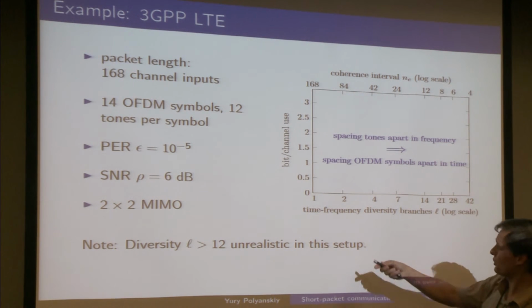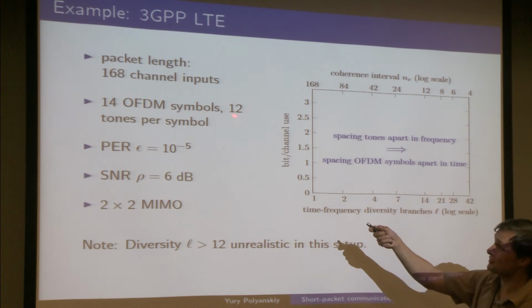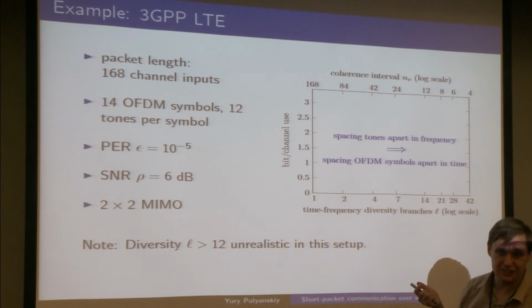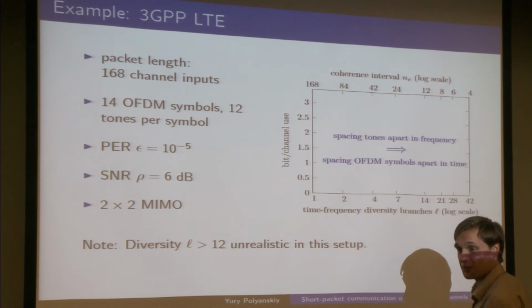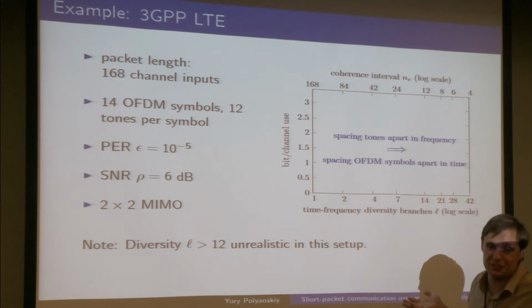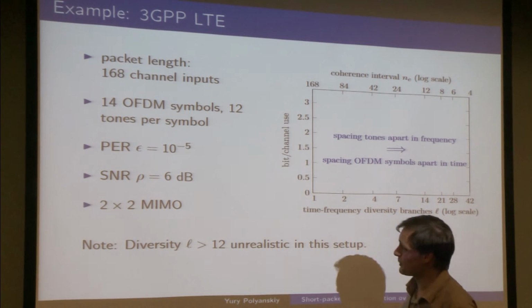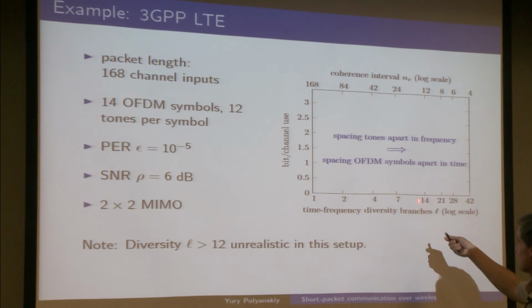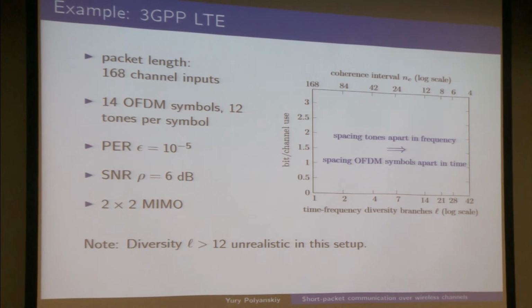Why? Because if you think about it, obtaining diversity greater than 12 is questionable, since 12 is the number of tones per OFDM symbol that LTE allows you. How do you obtain greater than 12? Then you have to separate these OFDM symbols very far apart in time, but then why do you treat it as a single packet? I think that L greater than 12 is just plotted as a theoretical curiosity, at least in this 3GPP, LTE setting.